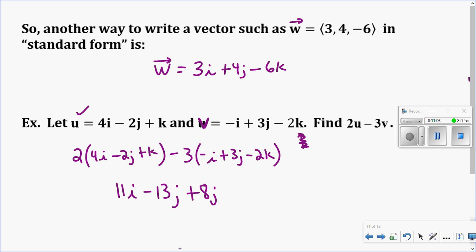And so if you were graphing it, you would have your x, y, and z axes. And graphing a vector in standard form like this, you start at the center and you basically go these directions in the x, y, and z directions.